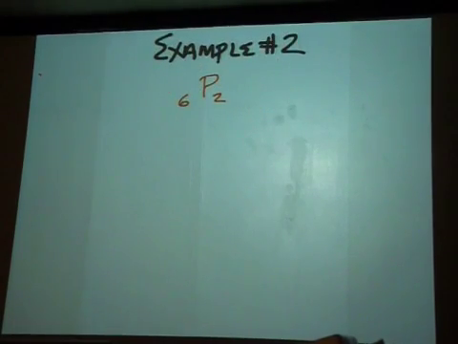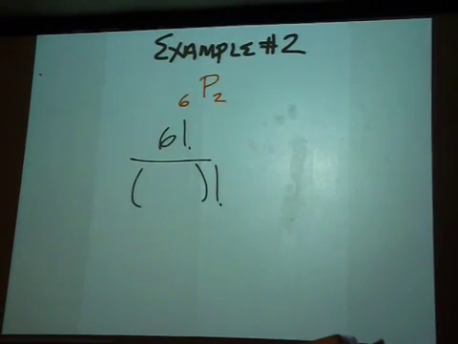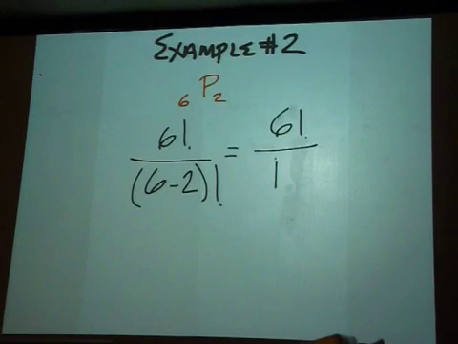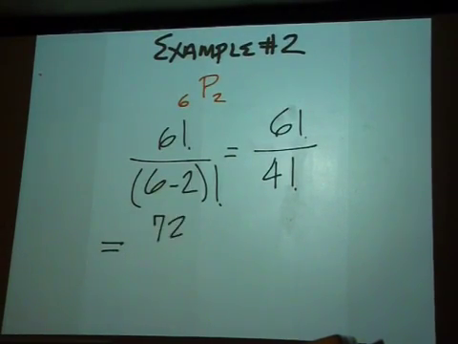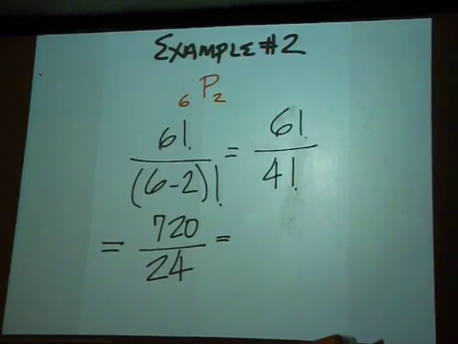We have 6 items, we're choosing 2, and we want to see how many different arrangements we can make of these items where order is important. 6 factorial over the difference factorial of 6 minus 2. So 6 factorial over 4 factorial. 6 factorial is 720, and 4 factorial is 24. 720 divided by 24 is 30.